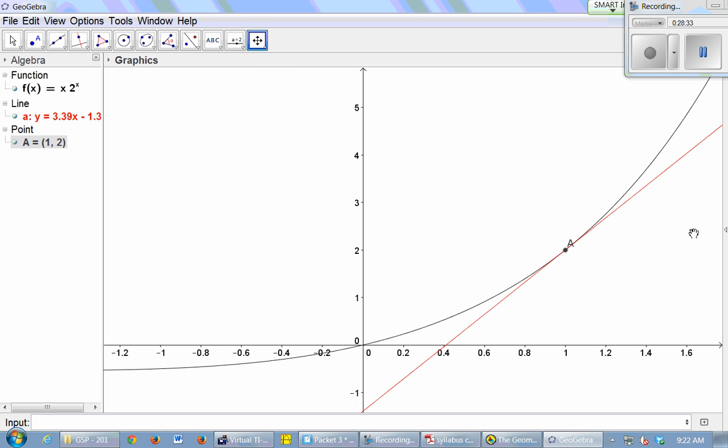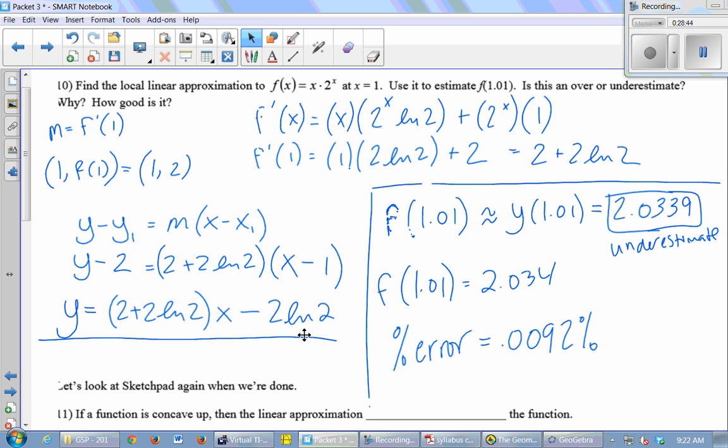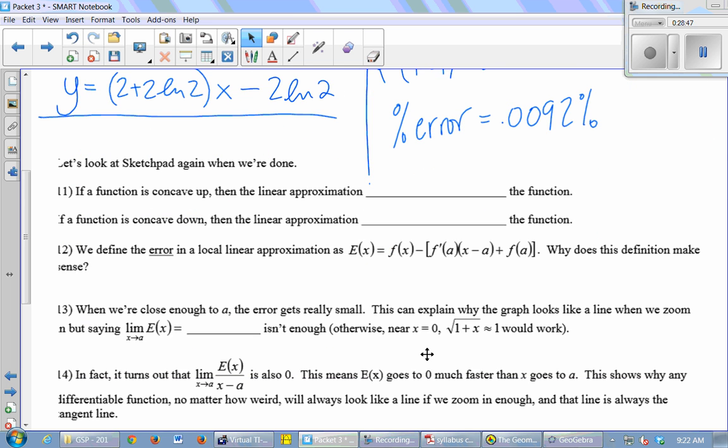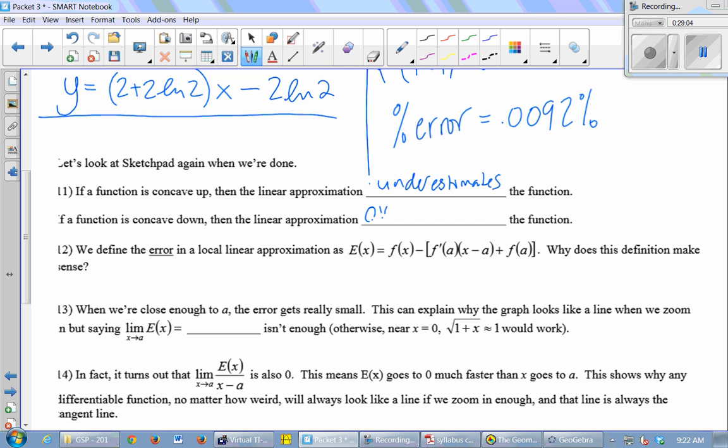What if the graph was concave down? What could you say about the tangent line approximations? They would always be overestimates because the tangent line would lie above the curve. So if a function is concave up, the linear approximation underestimates the function because the tangent lines would all lie below the curve. And if the function's concave down, the tangent lines will lie above the curve and the linear approximation will always overestimate the function value.